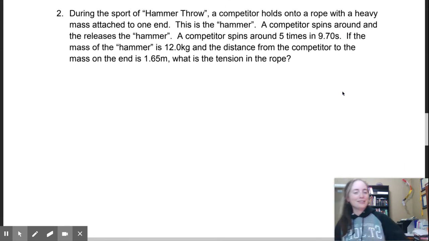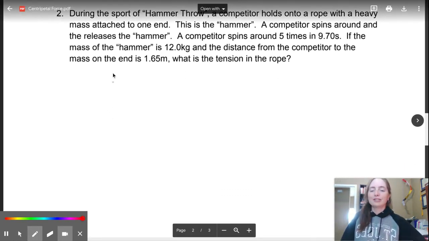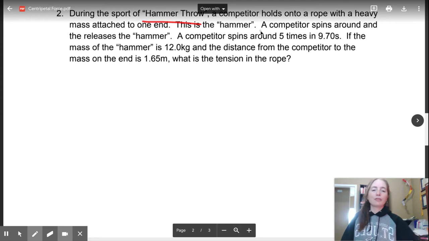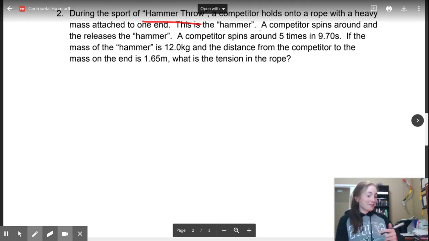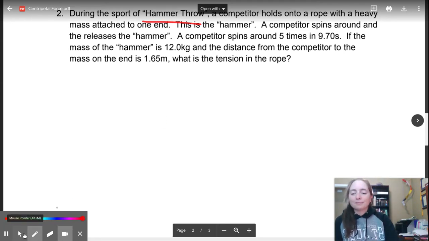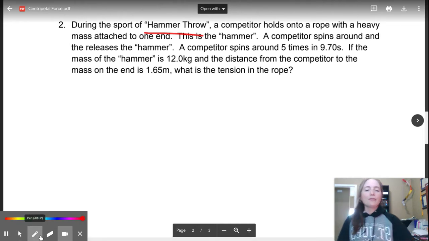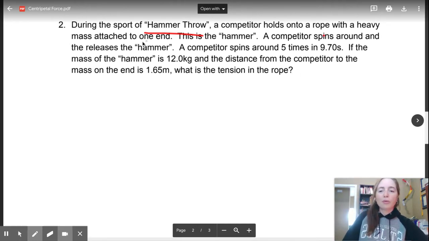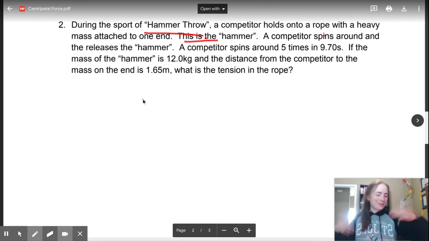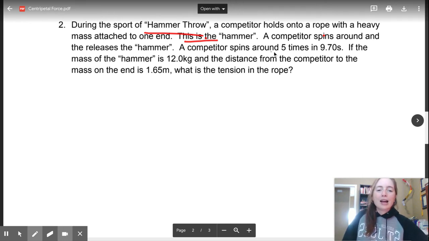Next one. So, ladies and gentlemen, during the sport of hammer throw, it's an Olympic sport. It's actually pretty cool to watch. All right, there we go. A competitor holds onto a rope with a heavy mass attached at one end, and that is called the hammer. The competitor spins around and releases the hammer, and how far you throw the hammer is how you get your points. A competitor spins around 5 times in 9.7 seconds.